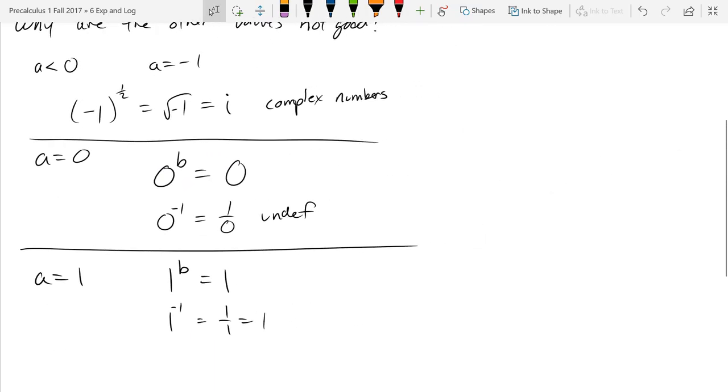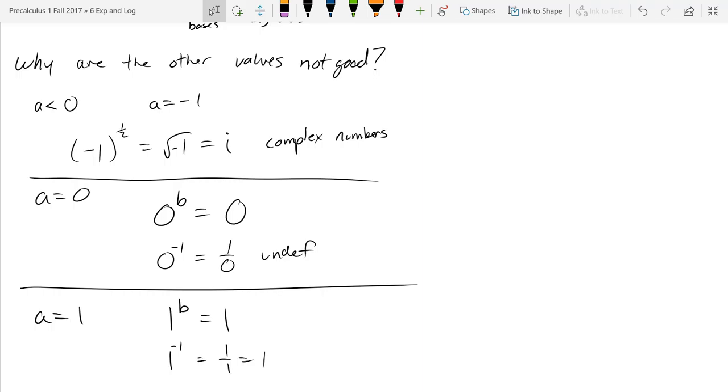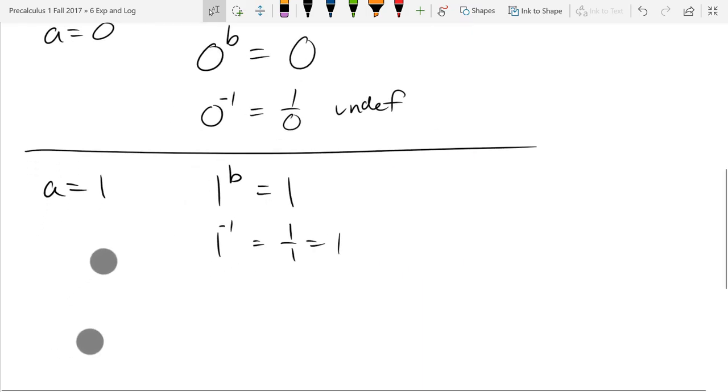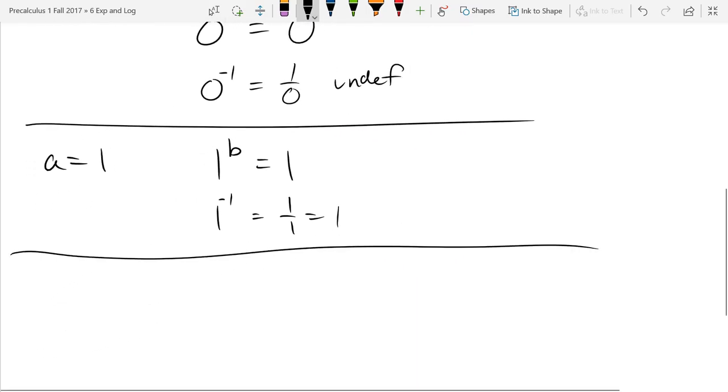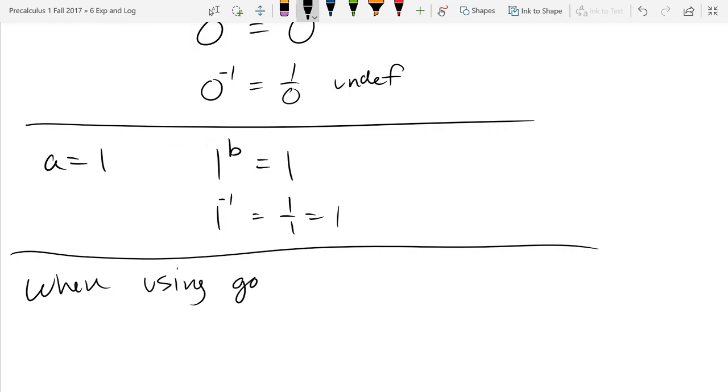It's a little better. What's one to the negative one? One over one, which is one. At least it doesn't go undefined, but it's very boring. All right, so these are the reasons we don't consider negative, zero, or one as a base, because it's either complex or incredibly boring.